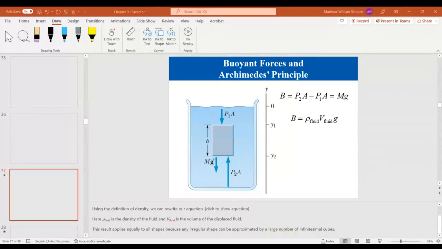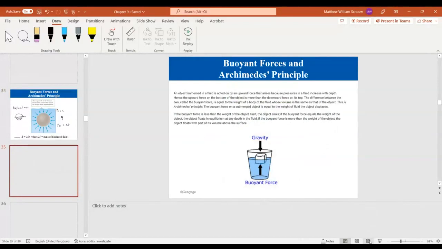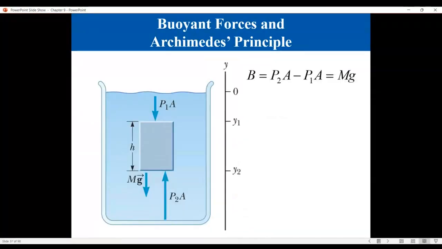Okay, great. So just to show you some, to retalk this to you. And again, it says there an object immersed in a fluid is acted upon by an upward force that arises because of pressures in a fluid. So fluid pressure increases with depth, right? We have an upward force, which is the buoyant force, and the downward force, the gravitational force, right? So they're saying hence the upward force on the bottom of the object is more than the downward force, which is essentially talking to this over here, right? That's exactly the same.